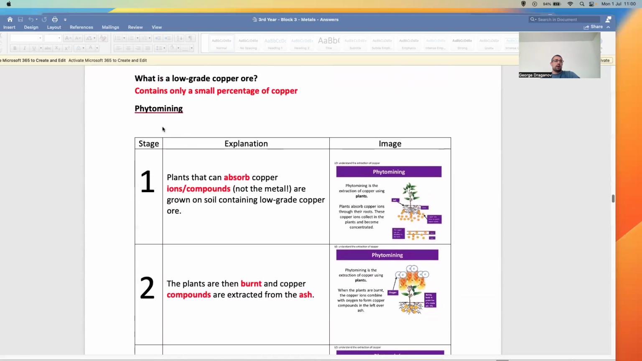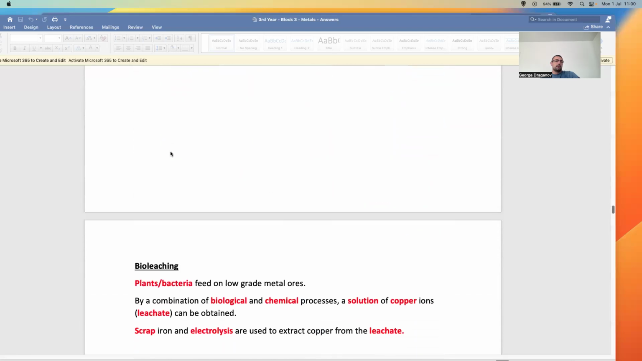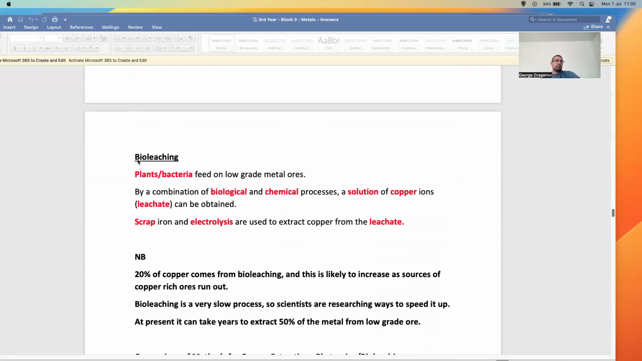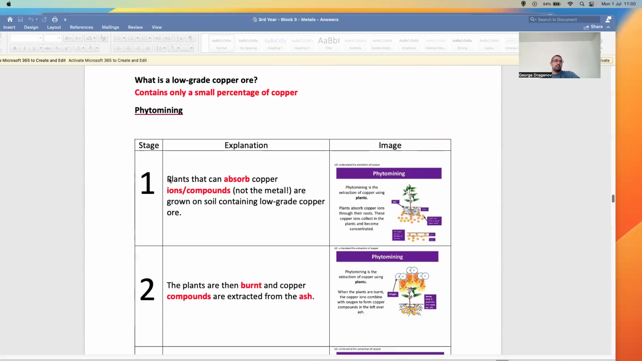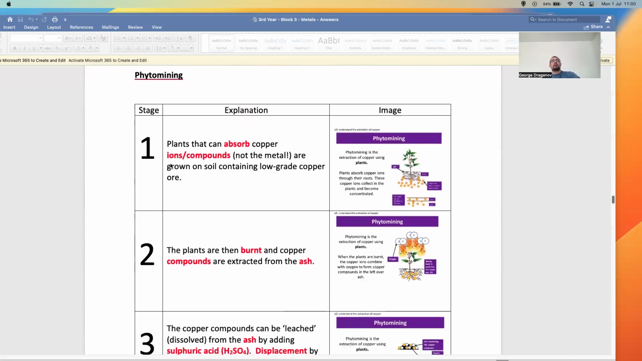So if we start with phytomining, remember P for plants, B for bacteria. Ignore that it says plants here, it should just be bacteria, B for bacteria. So let's start with phytomining. What you do is you find some soil that contains a lot of copper ions or copper compounds. Obviously not the pure metal, because you're trying to extract the pure metal.